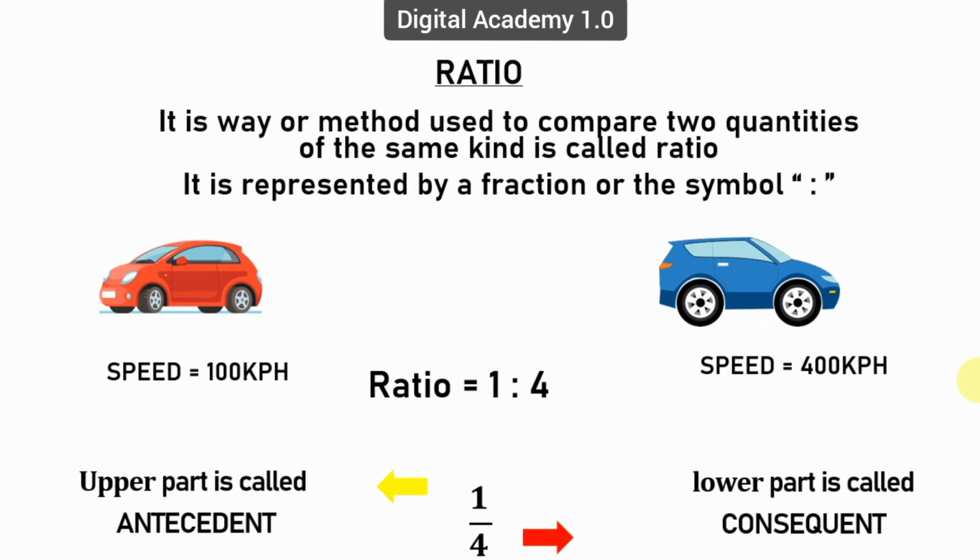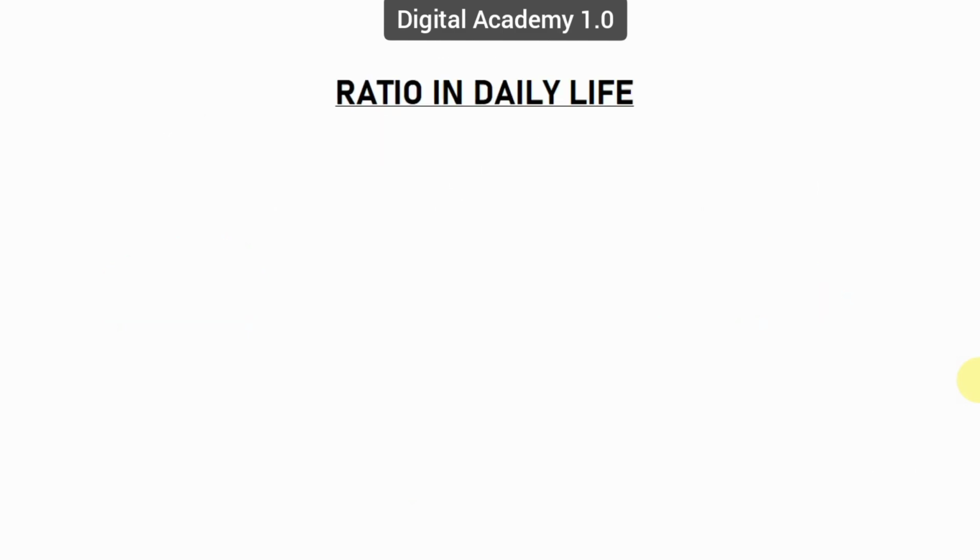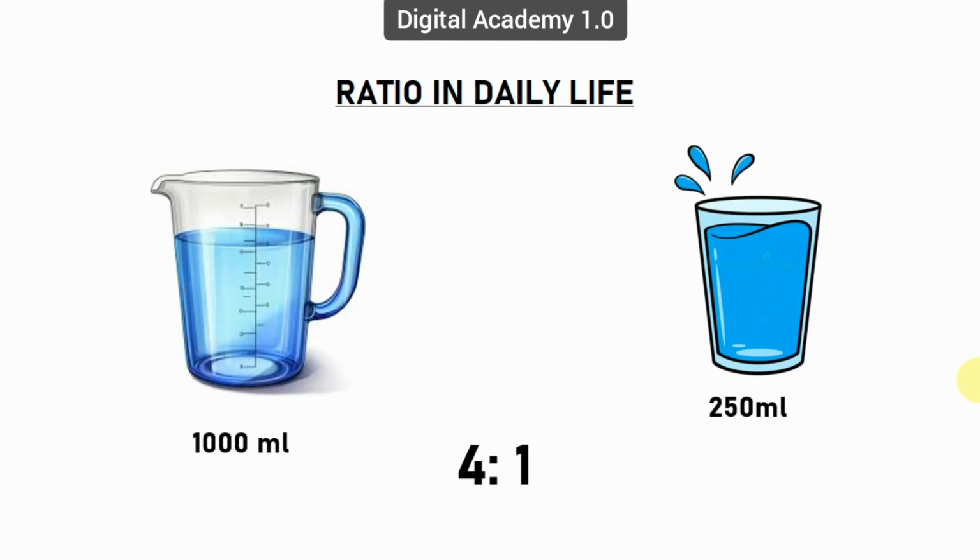Another example of ratio in daily life. In this example we also have two quantities with different values. Filled with water has to be compared of the same kind. Hence their ratio becomes 4:1.